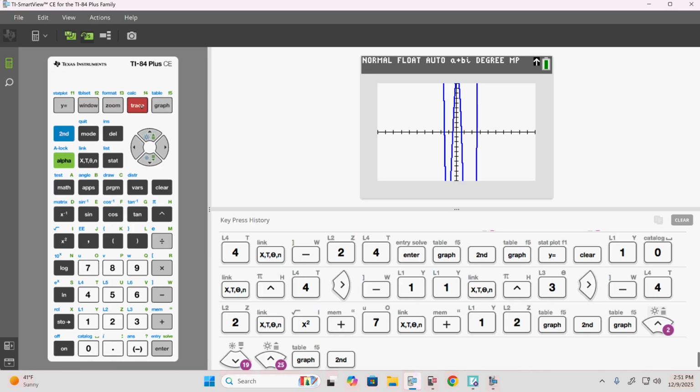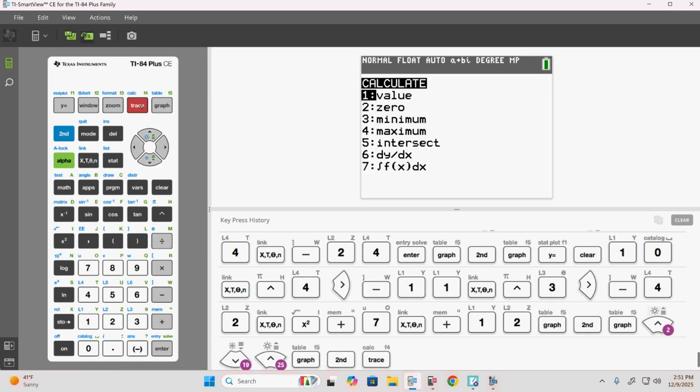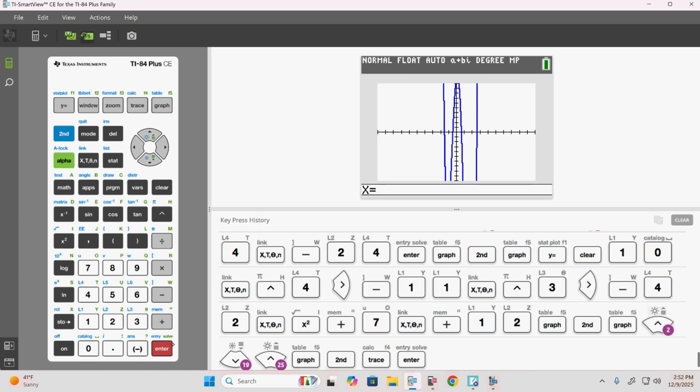I want you to hit second trace, second trace, second calculate. So we should get a list that looks something like this here, yes? Second trace. So second's blue, trace is at the top. So we all got something that looks like this here, yes? What's that first option we have? Value. Hit enter, select it. Now it has x equals.